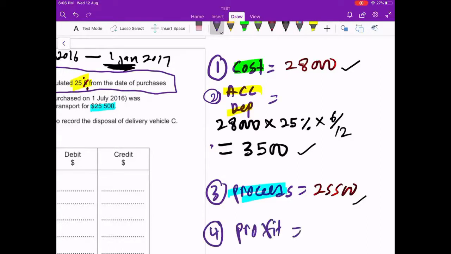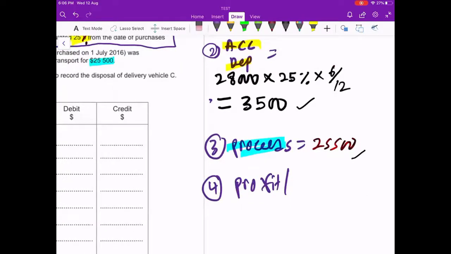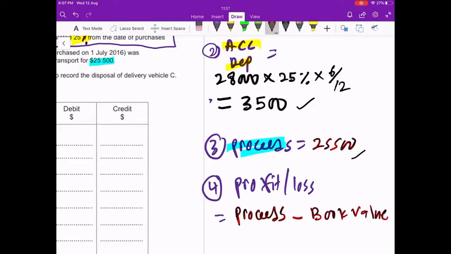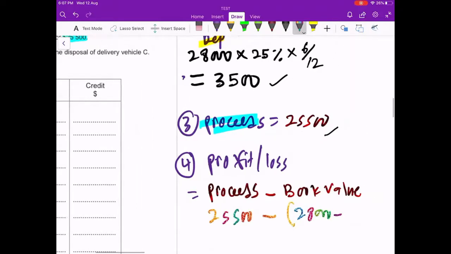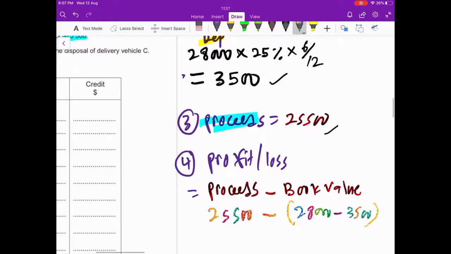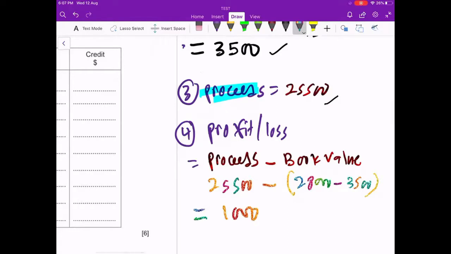What is the formula to calculate profit or loss? You remember just now I gave you, the formula is take your proceeds minus the book value. How much are the proceeds? My proceeds are 25,500 minus the book value. How to calculate book value? 28,000 minus 3,500. So I take 28,000 minus 3,500, I get 24,500. Then 25,500 minus 24,500, do I get positive or negative? I get a positive 1,000. If it is a positive 1,000, it's my profit. Okay, you calculate this one also.